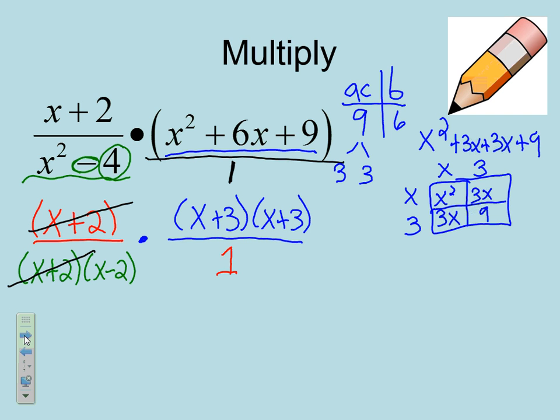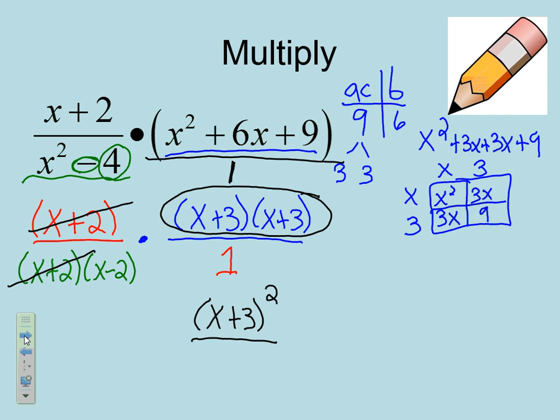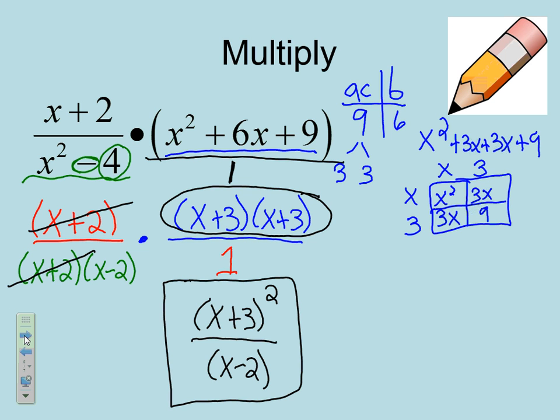So now I'm done. But now, ladies and gentlemen, when I rewrite this, since these are exactly the same, I can rewrite this as x plus 3 squared. This means the exact same thing. There's 2 of them. I can write it either way. And on the bottom, I'm going to have x minus 2. And that, ladies and gentlemen, is our answer.